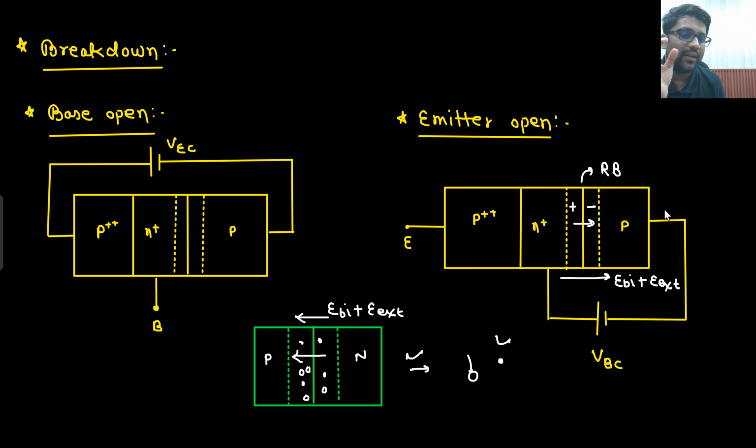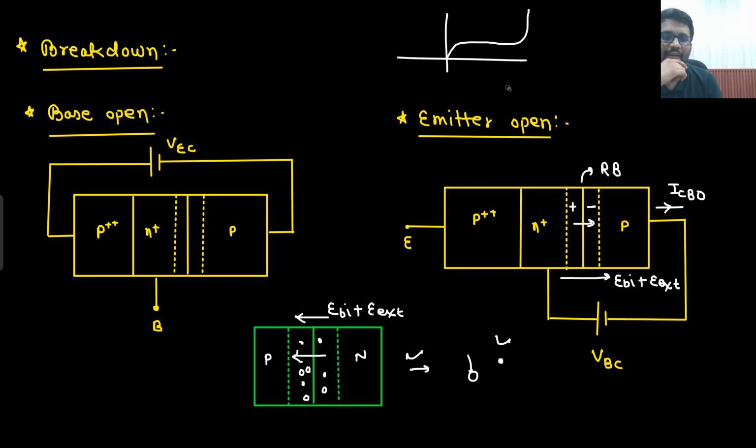So when there was no breakdown, how much current was flowing? Do you remember this current? ICBO, the current between collector and base when the emitter is open circuited. This was your ICBO current that was flowing. But the ICBO current would flow for some time only. After that, breakdown would occur.